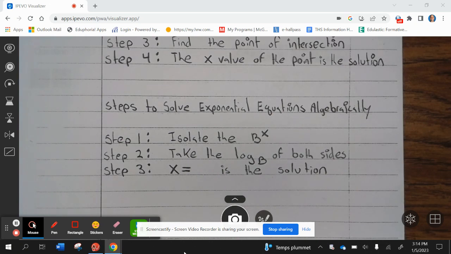Alright, steps to solve exponential equations algebraically. Step 1. Isolate the b to the x value. Step 2. Take the log base b of both sides. Step 3. x equals that log is the solution.